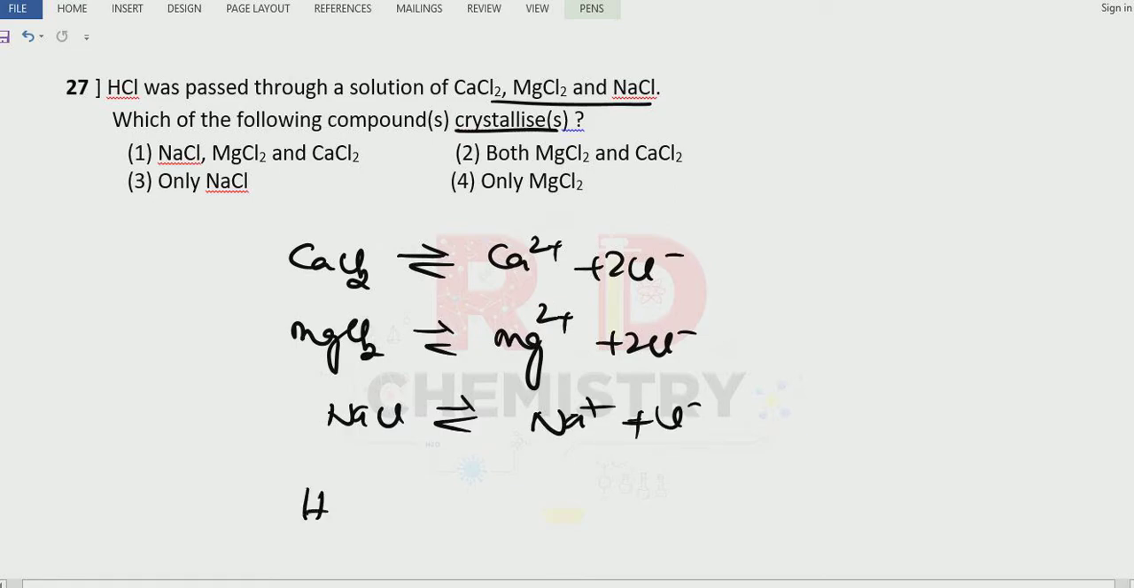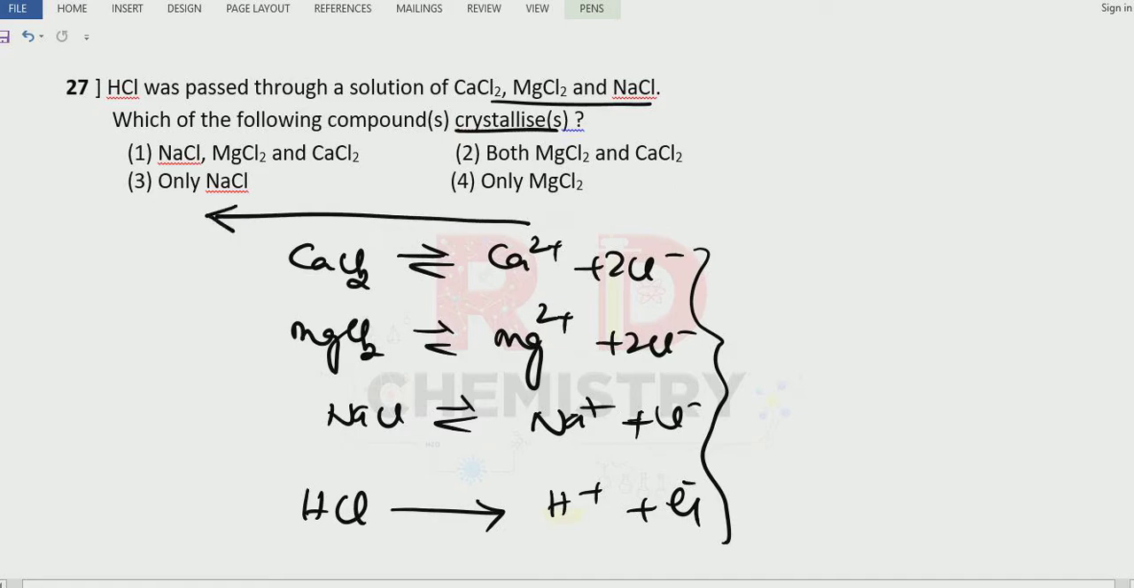Now we are passing hydrogen chloride gas. Strong electrolyte, it gives H plus and Cl minus. Here, in all these cases, chloride is common. Because of the common ion effect, the equilibrium goes in the backward direction. That means solubility generally decreases.